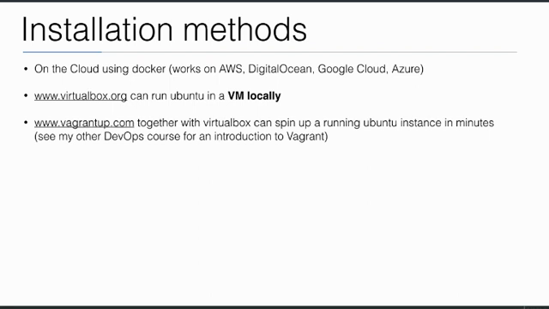There's another tool called Vagrant. You can find it at vagrantup.com. Together with VirtualBox, so you have to install VirtualBox and then Vagrant, you can spin up a running Ubuntu instance in minutes. So you don't have to go through the installation. You just do vagrant init ubuntu and vagrant up and you have a running Ubuntu instance.